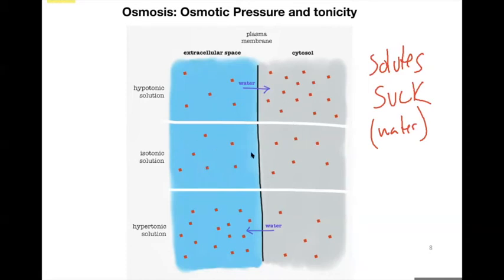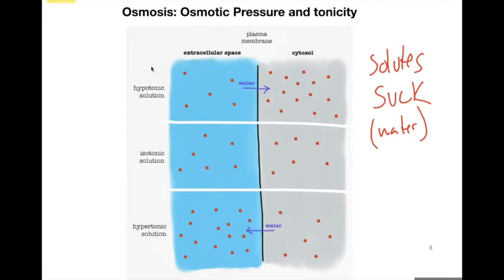So in an isotonic, iso means same, there's no movement. Whereas in a hypotonic, that is very few particles in the extracellular space, water is going to move into a cell. In a hyper, above, like hypertonic solution, water is going to move out of the cell.